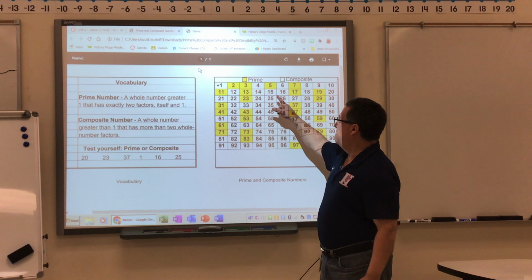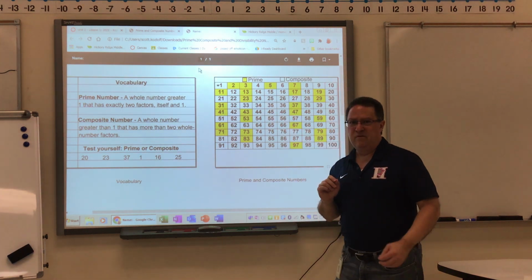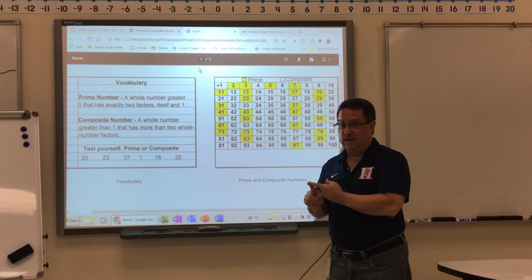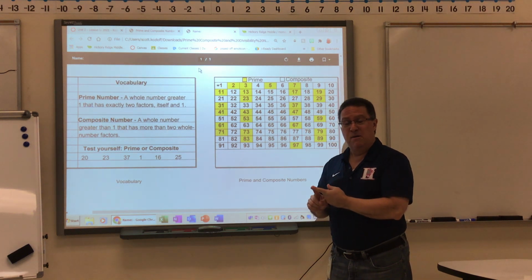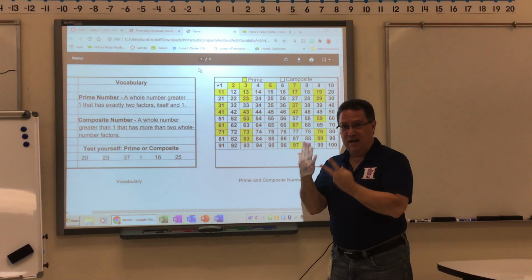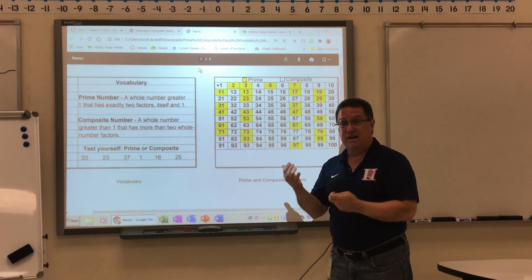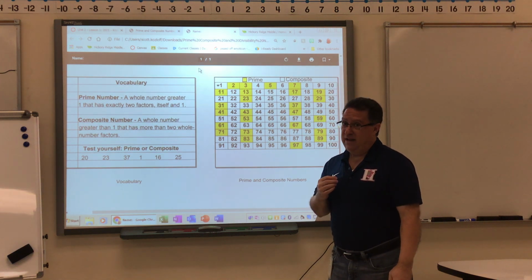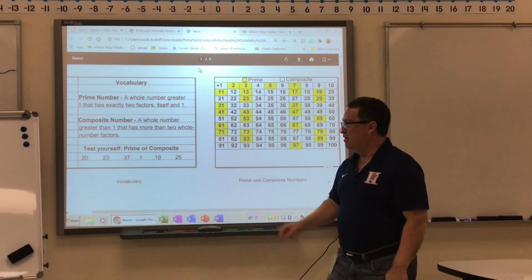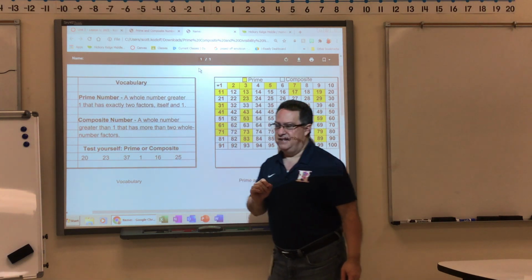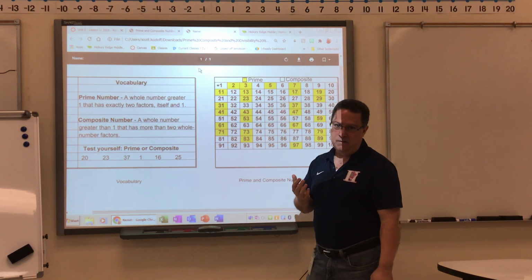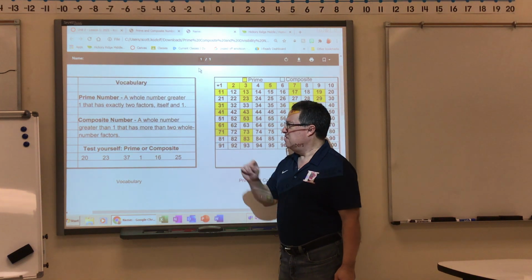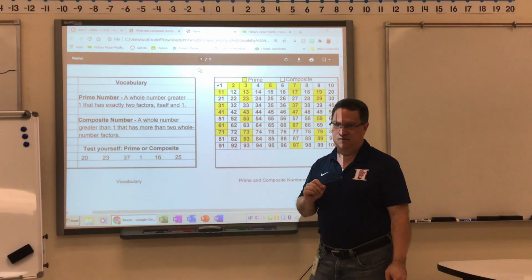So in other words, if I was looking at 14, 14's factors could be 1 and 14, because 1 times 14 is 14, but also 2 and 7, because 2 times 7 is 14. Therefore, 14 is not a prime number. 14 would be a composite number, because the definition of a composite number is a whole number greater than 1 that has more than 2 whole number factors.